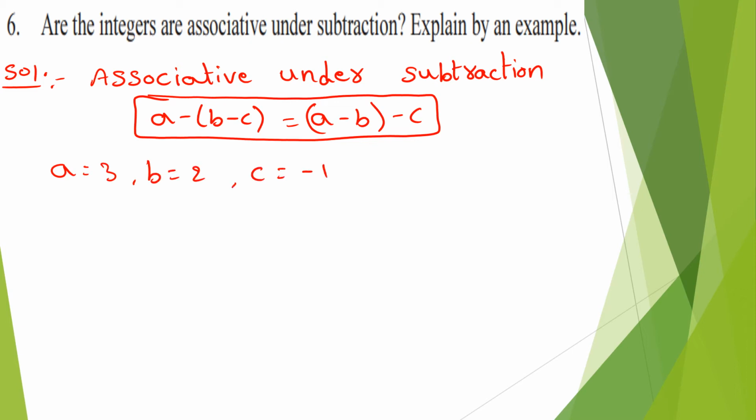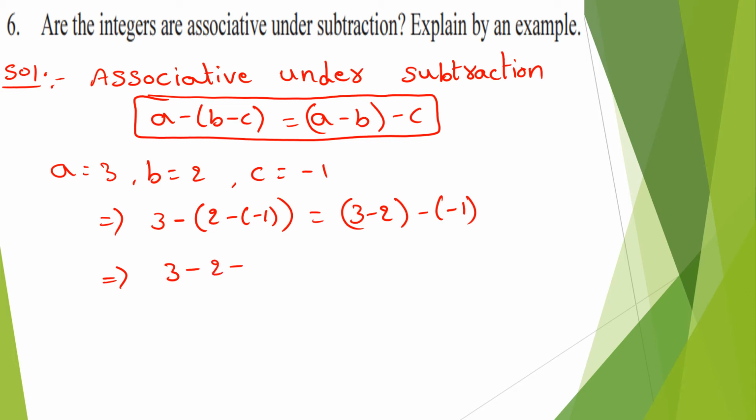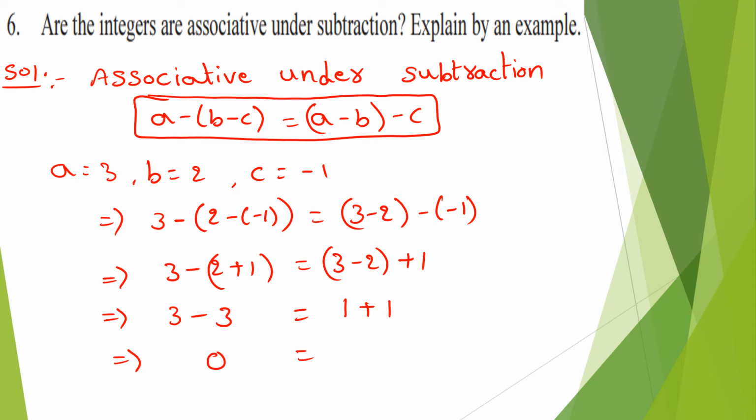Now substitute these values in A minus B minus C equals A minus B minus C. So we have 3 minus 2 minus of -1 equals 3 minus 2 minus of -1. Minus of minus should be plus, so 3 minus 2 plus 1 on one side. On the other side, 3 minus 2 is 1, and 1 plus 1 is 2. 3 minus 3 is 0, which equals 1 plus 1 is 2.